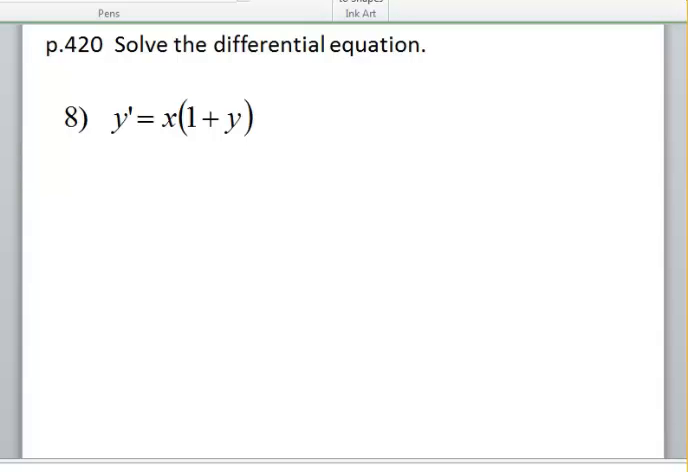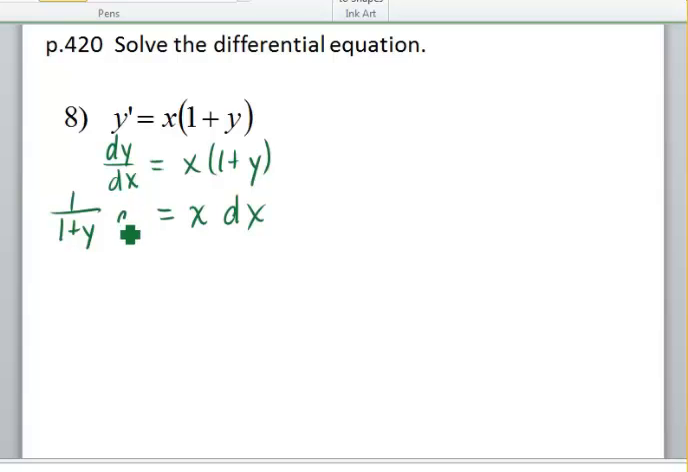On this next problem, let's go through another one. This is dy over dx equals x times 1 plus y. Now in this problem, I'm going to have to divide by 1 plus y on both sides. So I will have this x, and I'll multiply by dx on both sides. I'll have an x dx, and this one I'm going to be dividing by 1 plus y. On the left-hand side, I have 1 over 1 plus y dy.